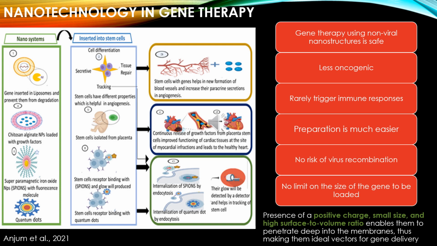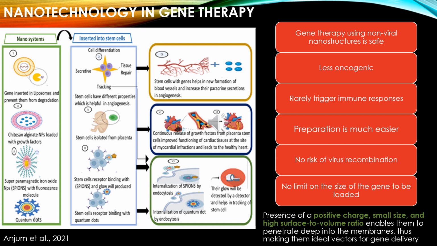The first and foremost thing is that we can easily target a particular gene at a particular site without any complication. This pictorial representation shows the different types of nanosystems used in gene therapy. The first one is liposomes. We know that liposomes can hold both hydrophilic and hydrophobic materials. When the gene is inserted into the liposome, it is prevented from degradation by external environmental conditions or enzymatic activity.